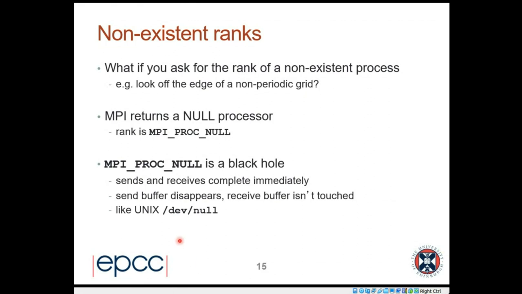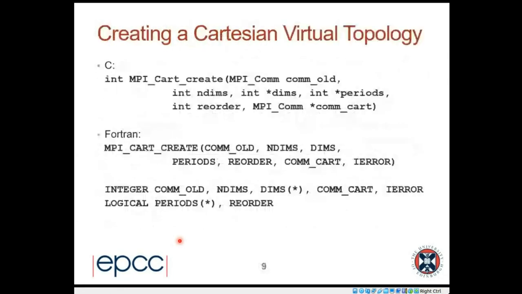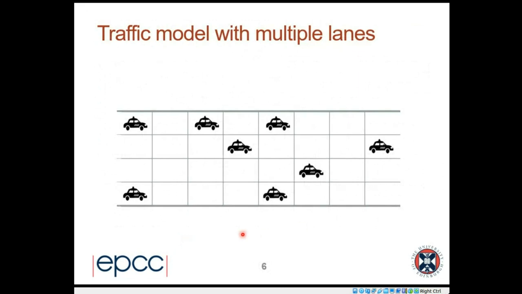So another useful thing: imagine I've got a Cartesian topology. I've got a 4x2 grid of processes. One process owns all those four lanes, another one those four, another those four, another those four. So different processes own different sections of each lane.